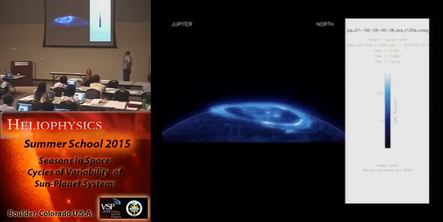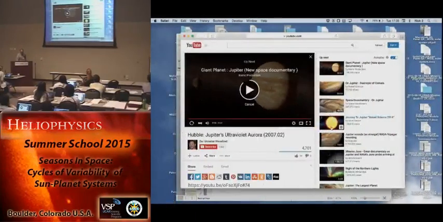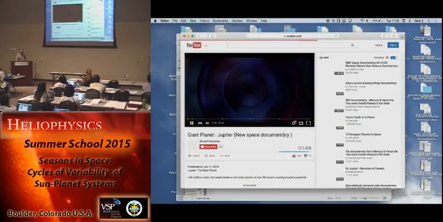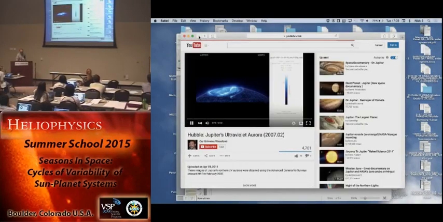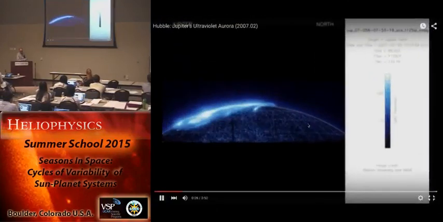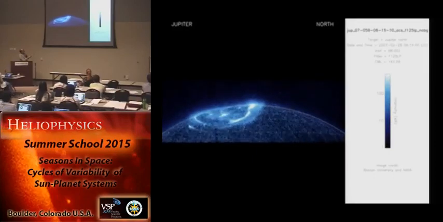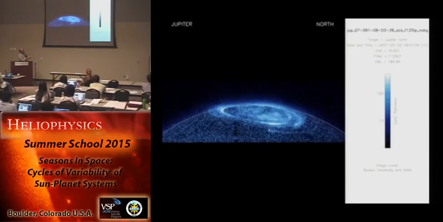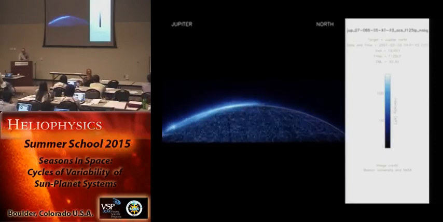You also see auroral features dancing around inside the oval, which are maybe associated with a solar wind type effect. And you also notice, in particular, outside the main oval, that you have a spot-like aurora associated with currents that are flowing along field lines between Jupiter and Io. Okay, so that's the Io-Jupiter interaction.